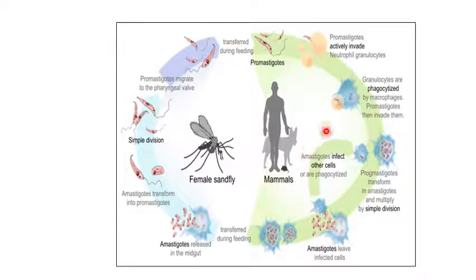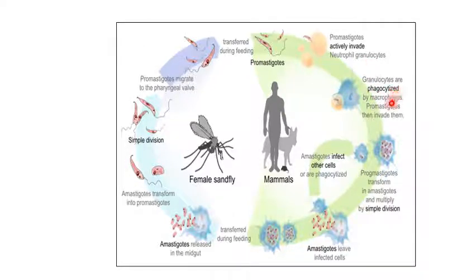This is the life cycle of Leishmania, different types. Female sandflies are the intermediate hosts or vector, and mammals are the definitive hosts. First, promastigotes actively invade the neutrophil granulocytes.